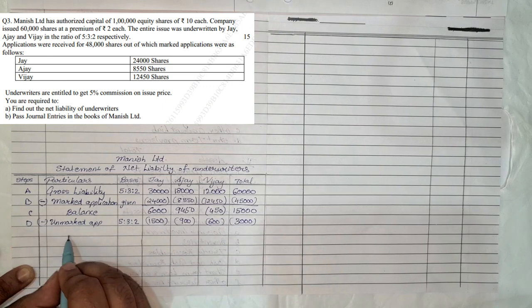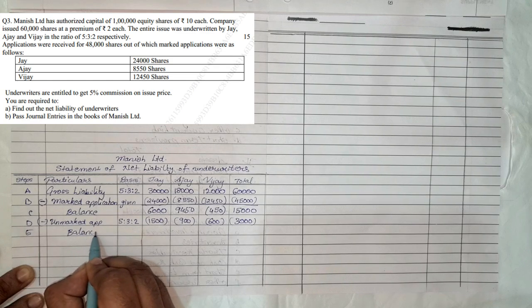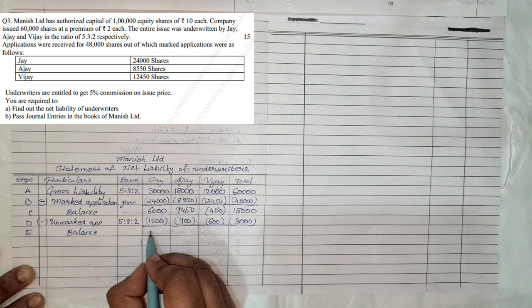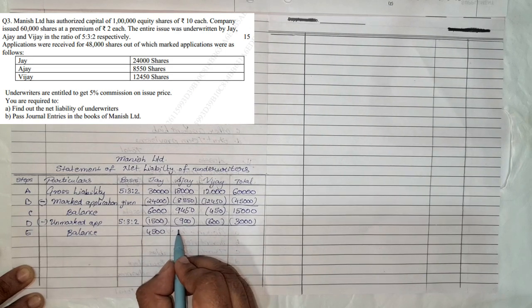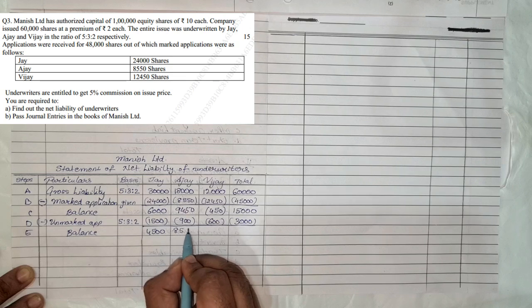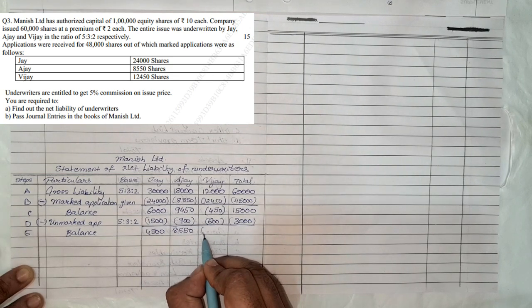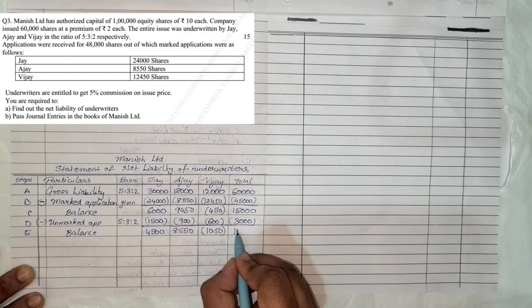When you subtract, you get the balance. That is step number 3. So 6,000 minus 1,500 is 4,500. 9,450 minus 900 is 8,550. Minus 450 minus 600 is minus 1,050. And 15 minus 3 is 12,000.